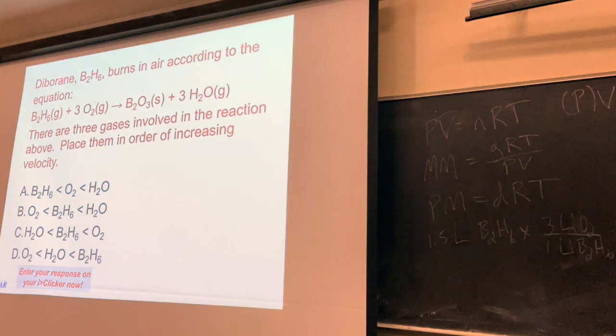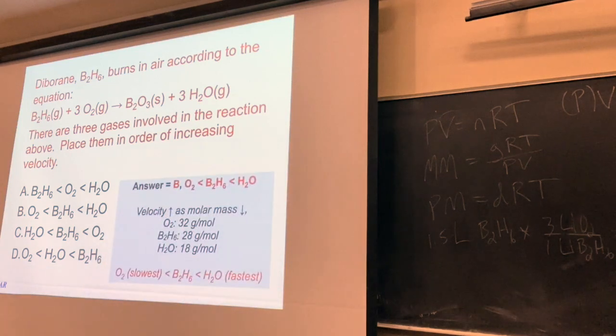You want to find the molar masses of the 3 gases, all right? And the fastest one is going to be the smallest molar mass, and the slowest one will be the largest. So these are the molar masses right here, 32, 28, and 18, all right? That means oxygen is like me, it's the heaviest, all right? Justin is like water, the lightest molar mass, it's gonna go fastest. And B2H6 is right in the middle. So again, molar mass goes up, speed goes down, vice versa.